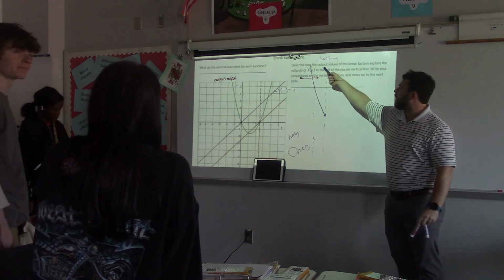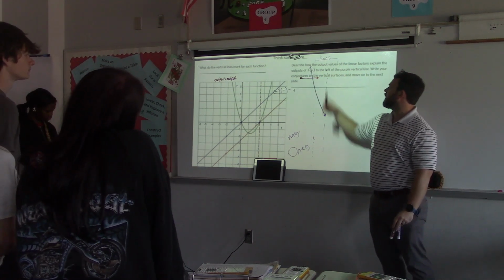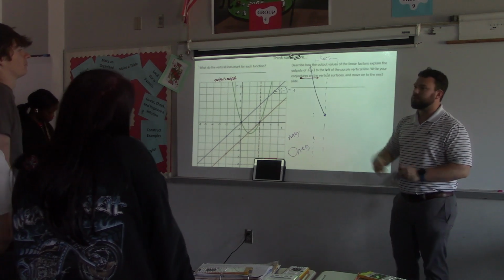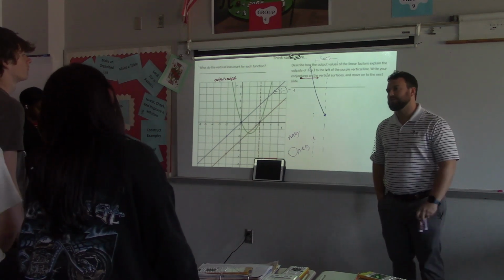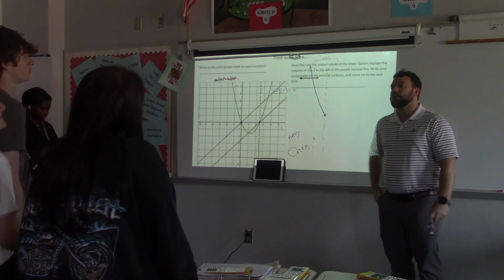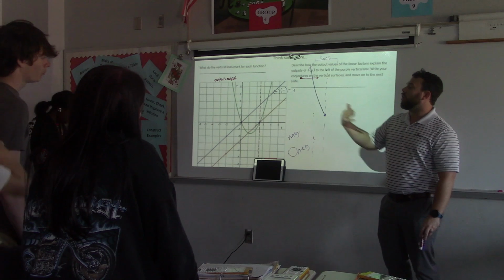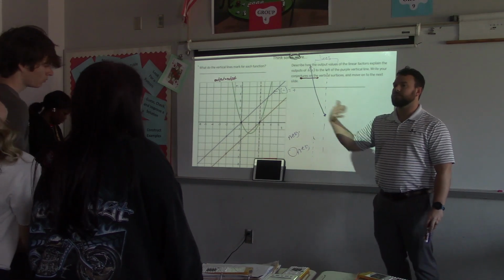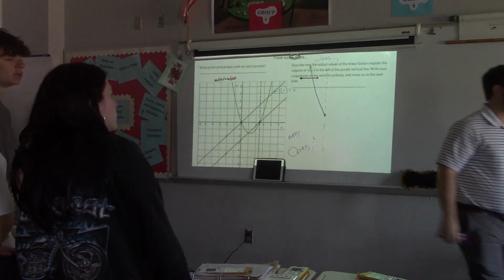Describe how the output values of the linear factors explain the outputs of h of x. Notice, guys, if y'all had gone to the next slide and looked at those outputs, or that detail about outputs, I've tried to set this up. Guys, if you're stuck, that's okay. Come up with something. Go to the next slide. You just have to have conjectures. Go to the next slide and use that to help drive your thinking.